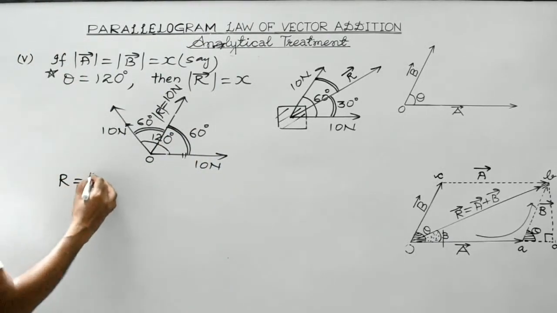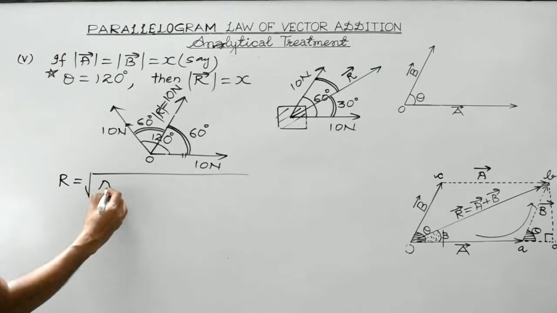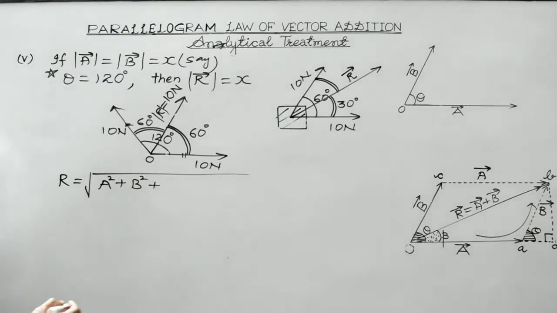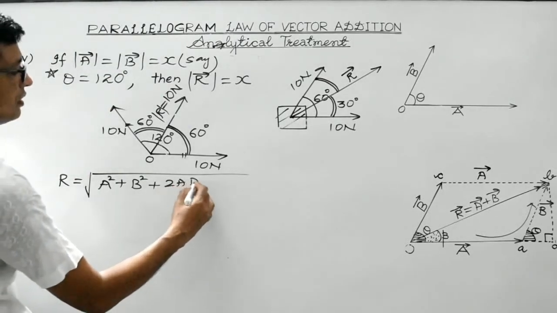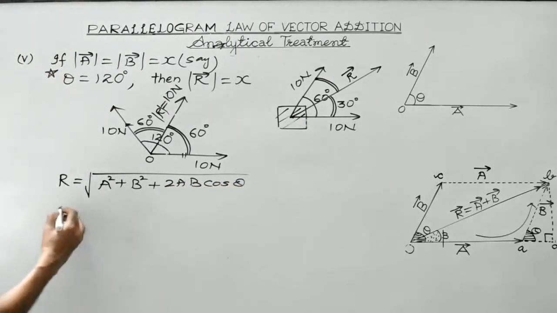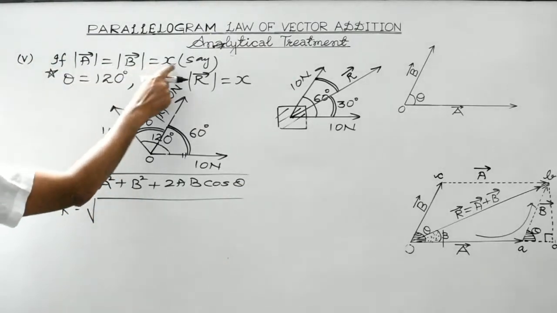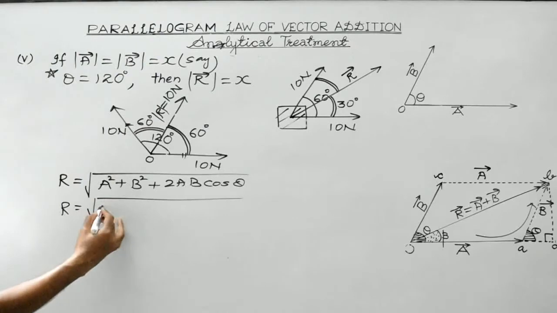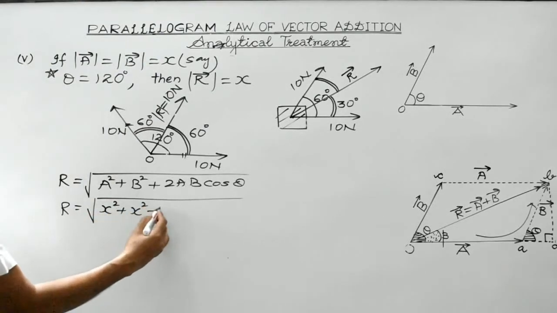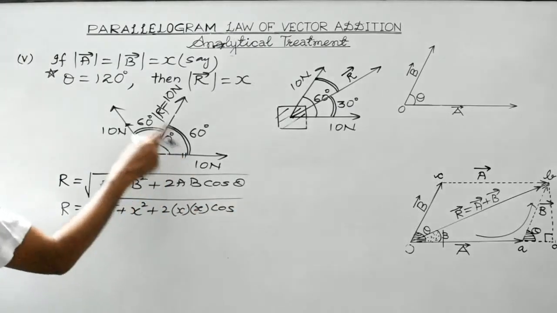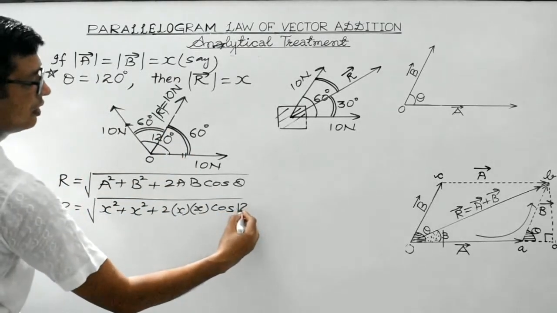The magnitude of the resultant of the two vectors A and B inclined at an angle theta is given by square root of A square plus B square plus twice AB cos theta. Now let's substitute the values in this special case. A, B, both are of equal magnitude, say x. So it will be x square plus x square plus twice x cos. Angle between them must be 120 degree.